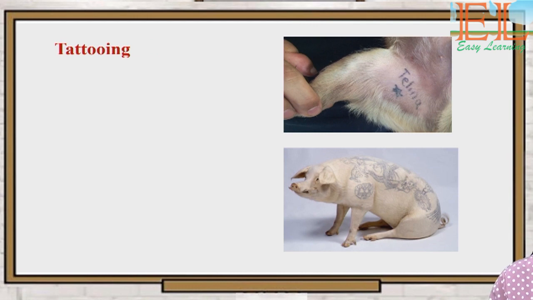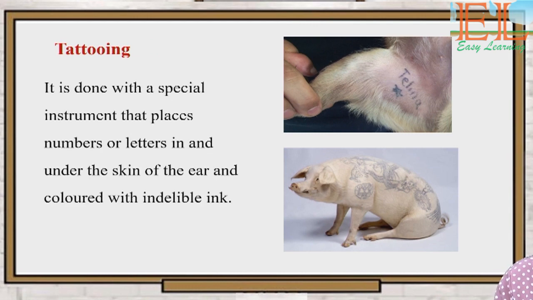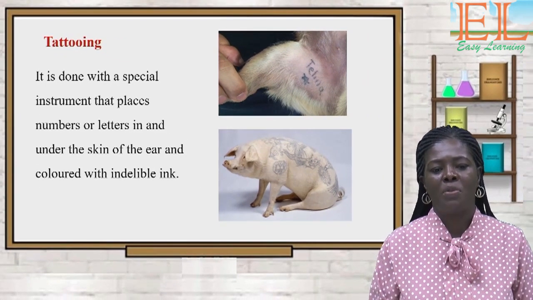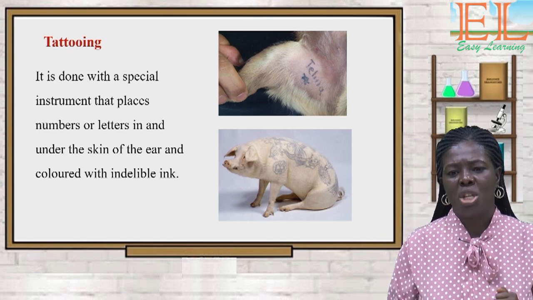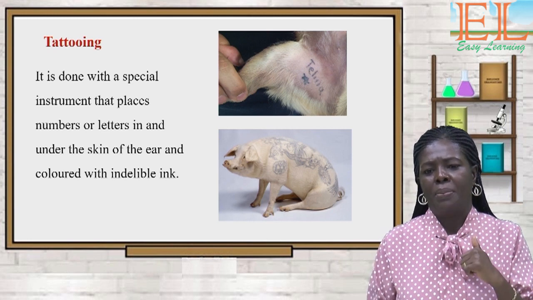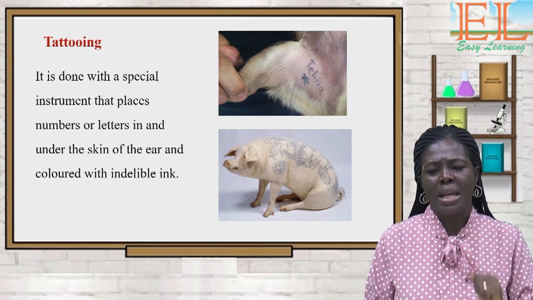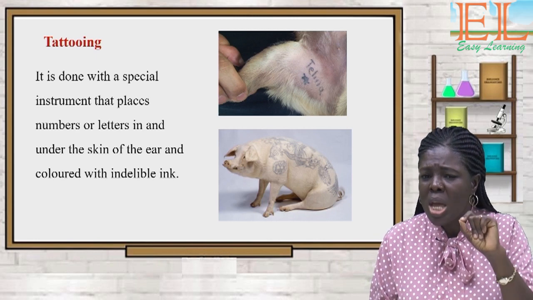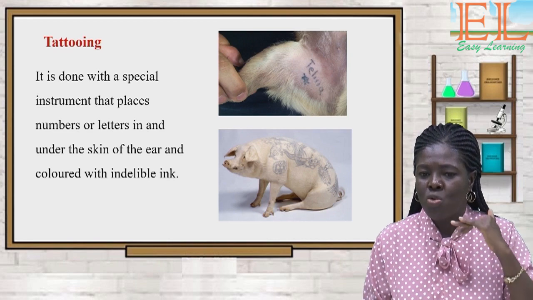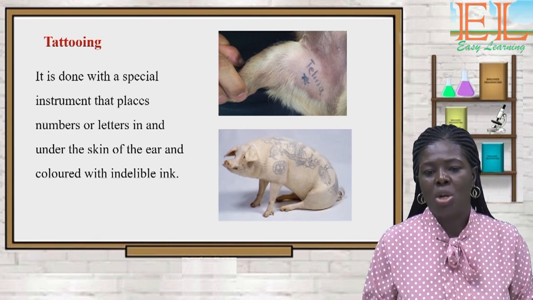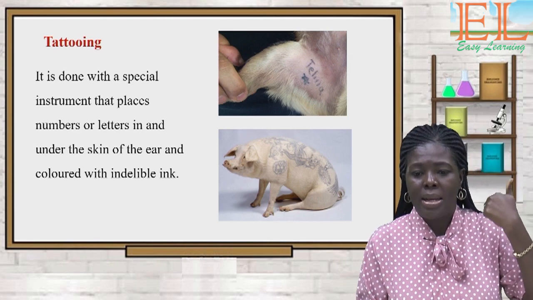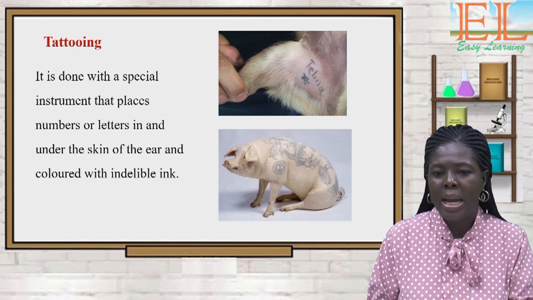Tattooing. It is done with a special instrument that places numbers or letters in and under the skin of the ear and colored with indelible ink, like you are seeing on the screen. Inside the ears, you could see that they've written Telina, and then on the pig there are some designs on it. Now, for you to see the writings, you need to clean the inside, and then you could see it clearly, like we are seeing on the screen. So, like I said, mostly tattooing is done inside the ears, and you need to turn it and clean it before you see it.